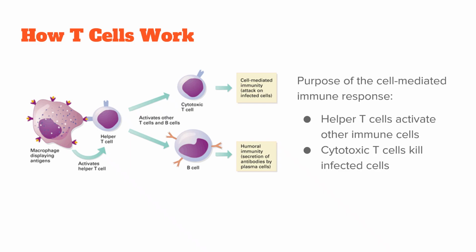T cells manage the cell-mediated immune response. Helper T cells activate B cells and other immune cells by releasing signaling molecules. Cytotoxic T cells kill infected cells directly by releasing toxic proteins that trigger cell death. Think of helper T cells as generals giving orders, and cytotoxic T cells as commandos that hunt down and destroy infected targets one by one.